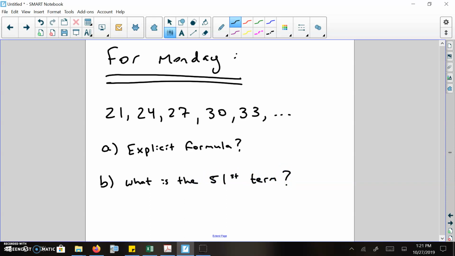Okay, so we'll start with this on Monday. I'll be checking for: did you write down the notes? And did you try this example problem?